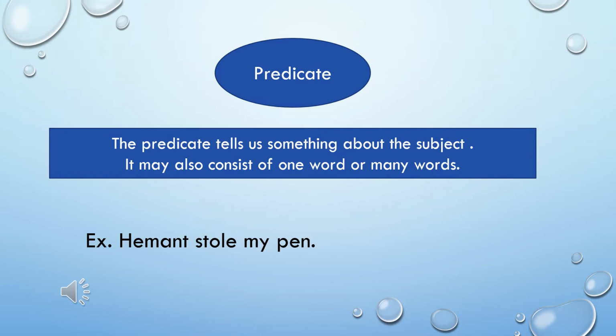Then ask a question who or what before the verb. Who stole my pen? So the answer is Hemant. So the subject is Hemant and the verb part or telling part is predicate. That is, stole my pen.